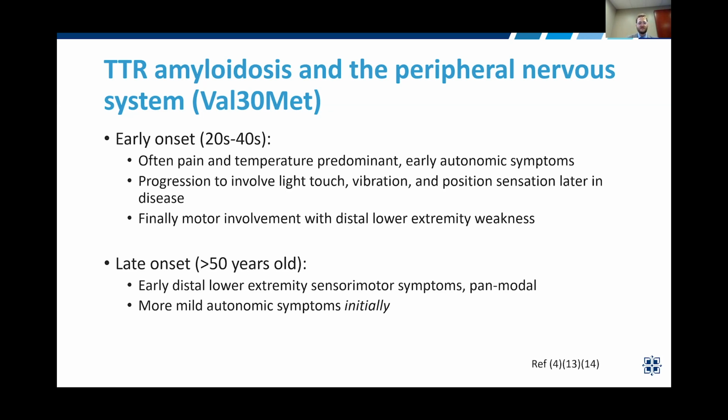For late onset disease, patients will often have panmodal early distal lower extremity sensorimotor symptoms where pain and temperature are not as predominant in the picture. So it is more large fiber and small fiber, as opposed to more small fiber and autonomic symptoms. Initially in late onset patients, autonomic symptoms may be mild, and only if you ask specifics might the patient bring out some recent GI distress.